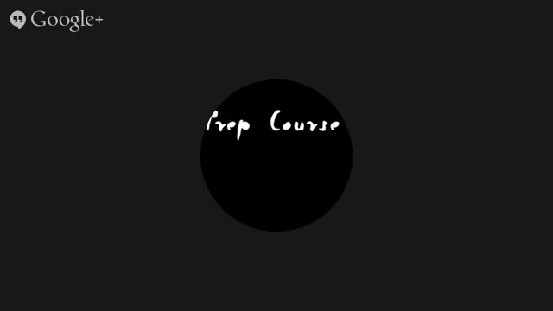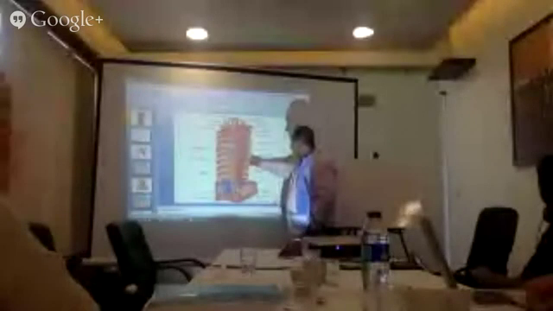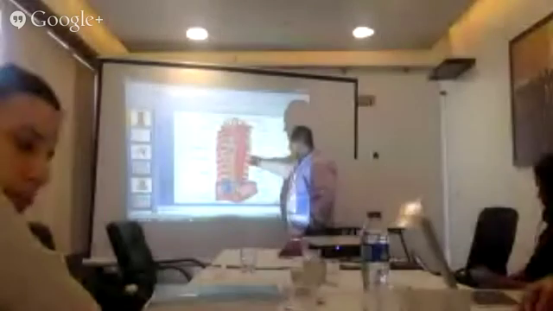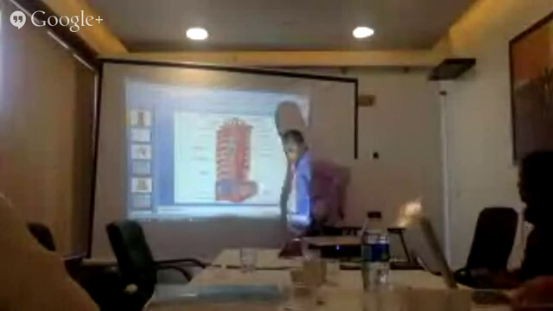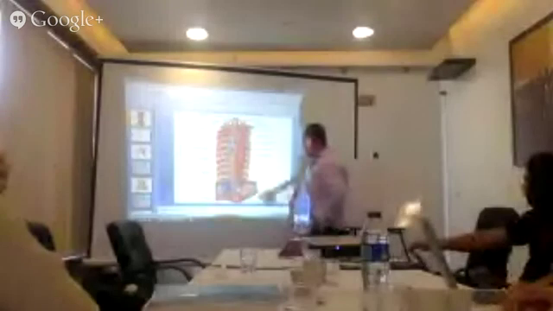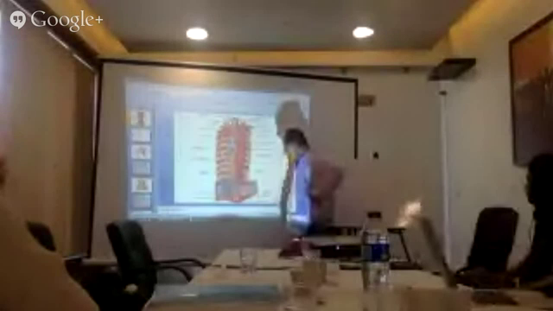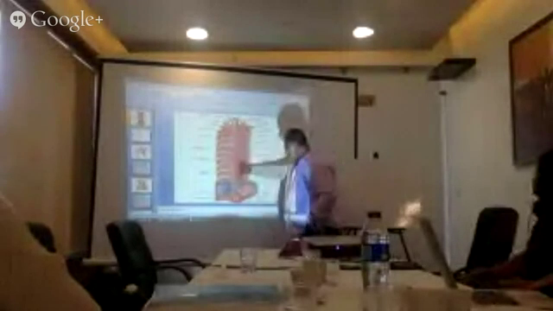Remember the vein, artery, and nerve. So the vein, artery, and nerve go through the intercostal spaces. So these are the posterior intercostal arteries. They come from the descending aorta. So look at the aorta here.